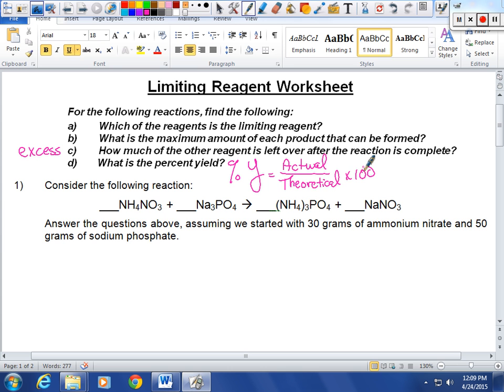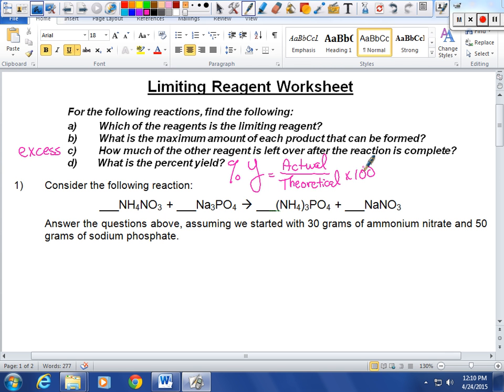Okay? Now, again, to work any stoichiometry problem, a minimum is a percent Y. Percent Y stands for percent yield. Yep. All of that times 100. So basically the fraction times 100.